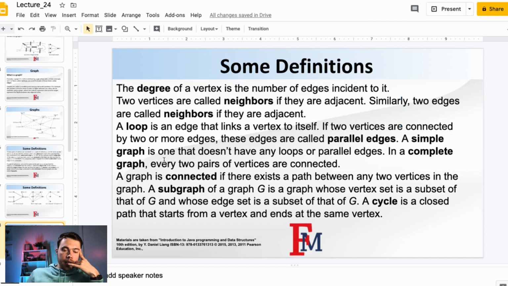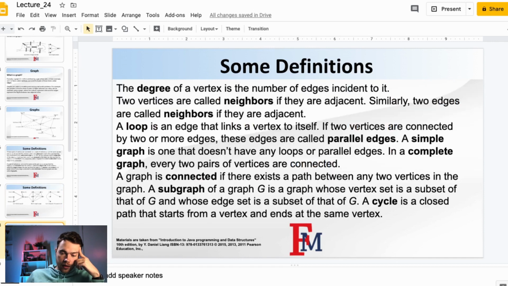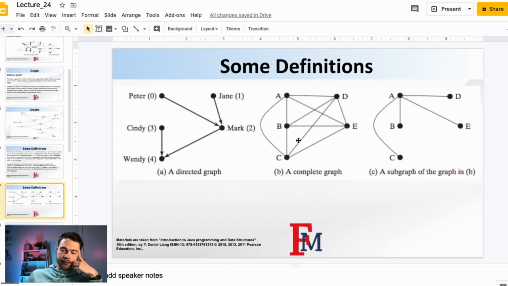A simple graph is one that does not have any loops or parallel edges. For example, this graph is simple, because it does not contain any loops or parallel edges. In a complete graph, every two vertices are connected.